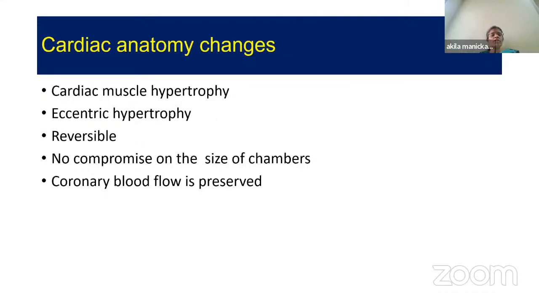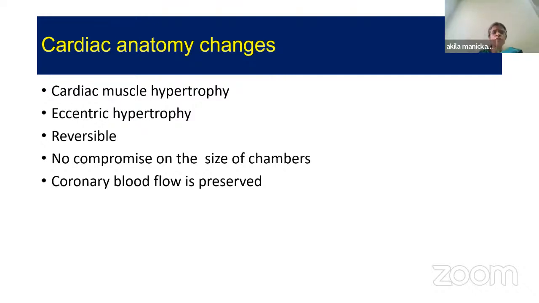When you consider the anatomy, what are the morphological changes which occur? There is cardiac muscle hypertrophy. When I say cardiac muscle hypertrophy, there is an increase in the size of the cardiac muscle cells, and the type of hypertrophy which occurs is eccentric hypertrophy, and it is often a reversible hypertrophy, unlike a hypertensive patient which we see normally.